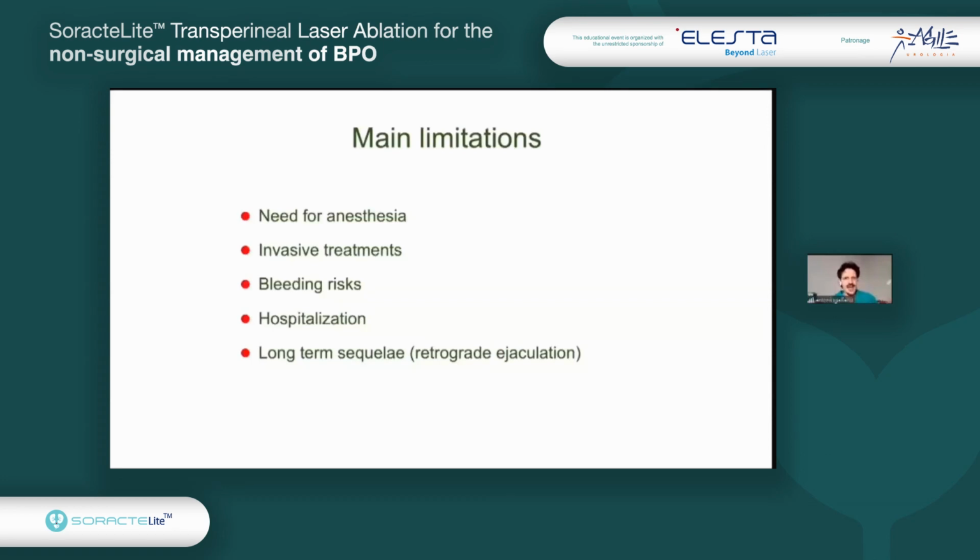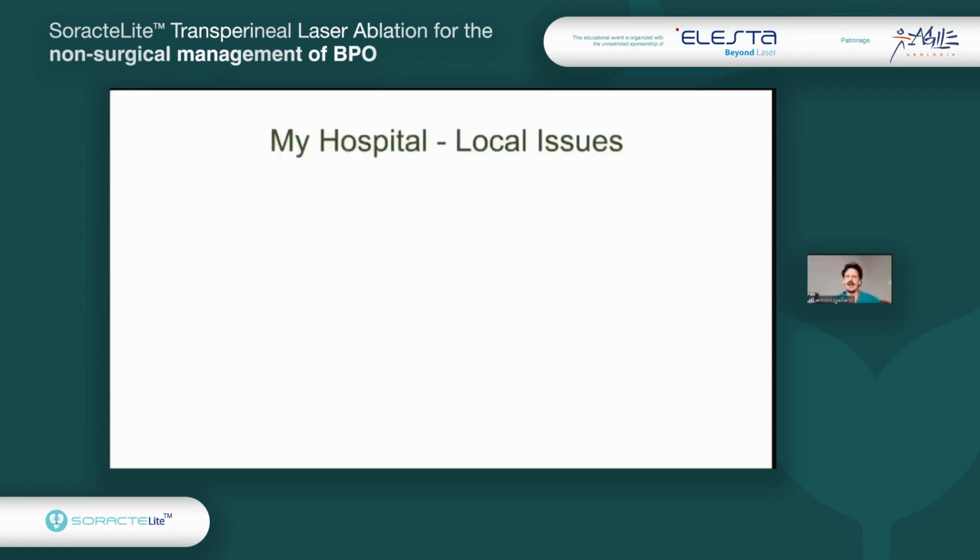I want to show you the main limitation of this treatment, and you already talked about it. They need anesthesia, they are invasive treatments, they have bleeding risks, they need hospitalization, and they have retrograde ejaculation as long-term sequelae.